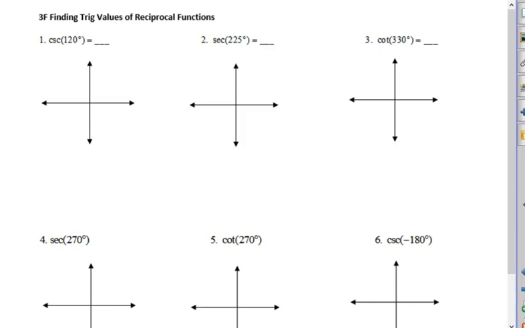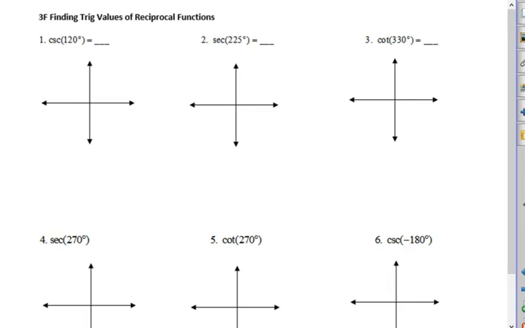Now we're going to look at finding the trig values of reciprocal functions. We've done these problems with sine, cosine, and tangent. Now we're going to do them with cosecant, secant, and cotangent. And there's just one additional step to what we've done before. It's just remembering which reciprocal function goes with which one.